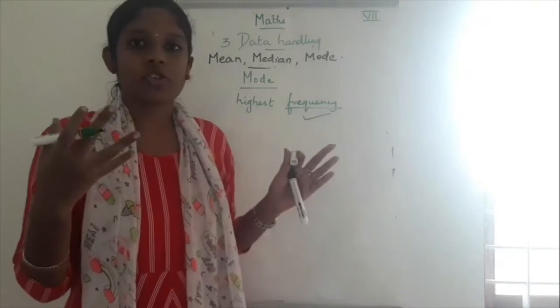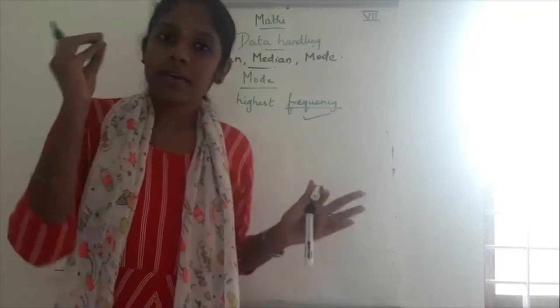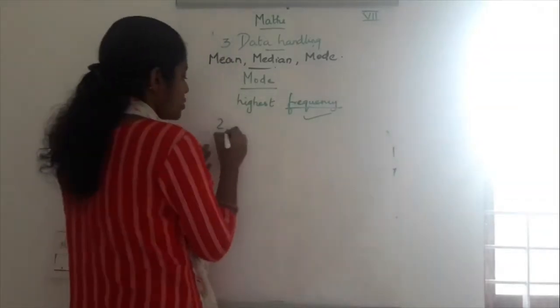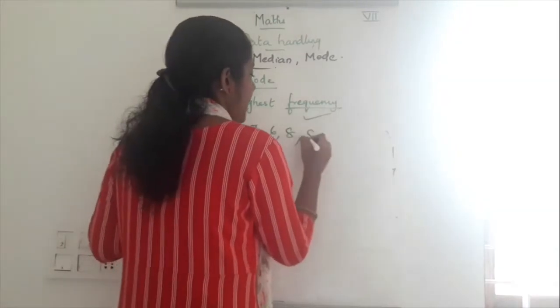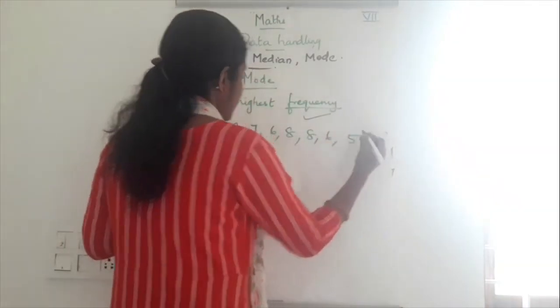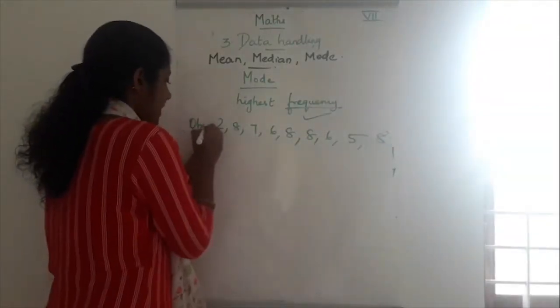Greatest of the observation. How many times a number repeats, or a data value repeats. For example, 2 8 7 6 8 8 6 5 8. So this is the observation or the data given for you.